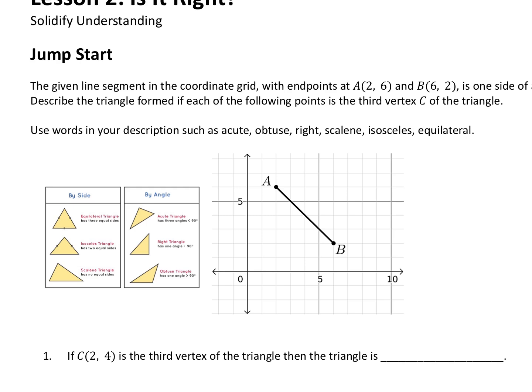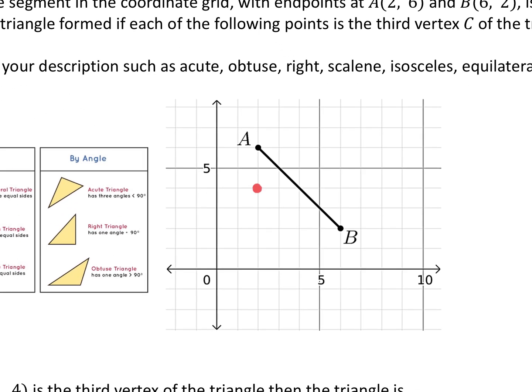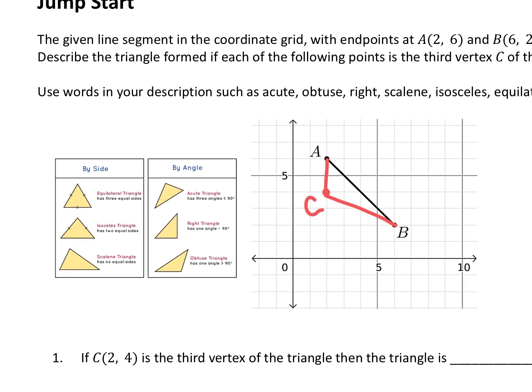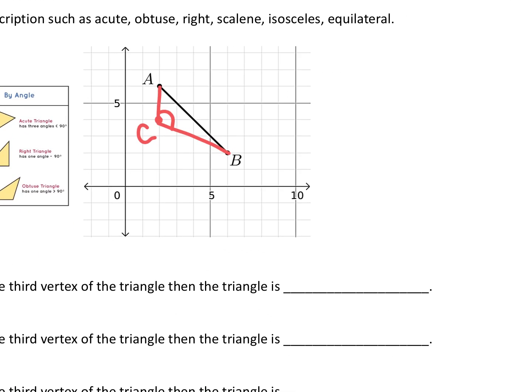For the first problem in the jump start, it has us add a vertex at 2, 4. So let's put that on the graph. So that ends up right here. And we'll go ahead and connect our lines. And then we have to decide what kind of triangle that is. So it looks as if it is obtuse, because of that large angle right there that looks bigger than 90, and it looks like it is scalene. So we'll add those descriptor words for question 1. Obtuse and scalene.